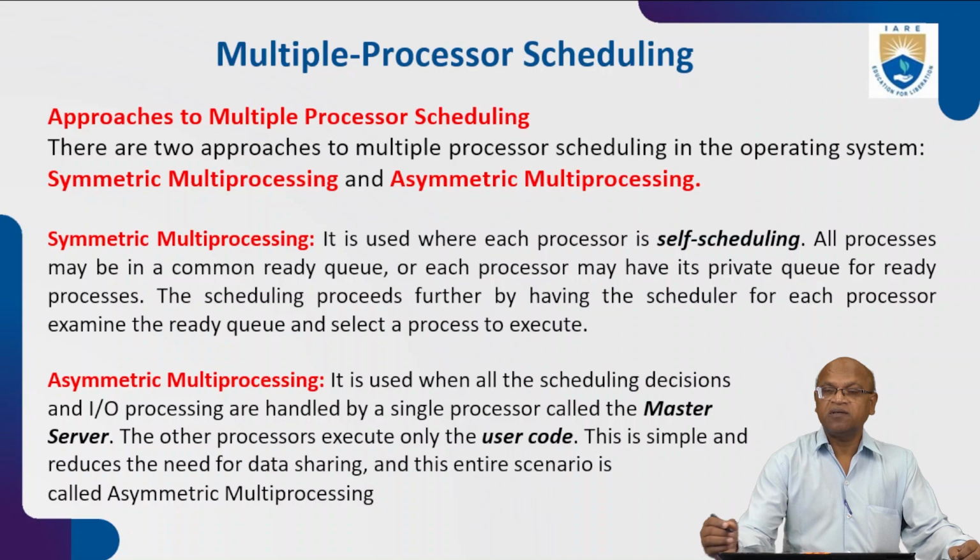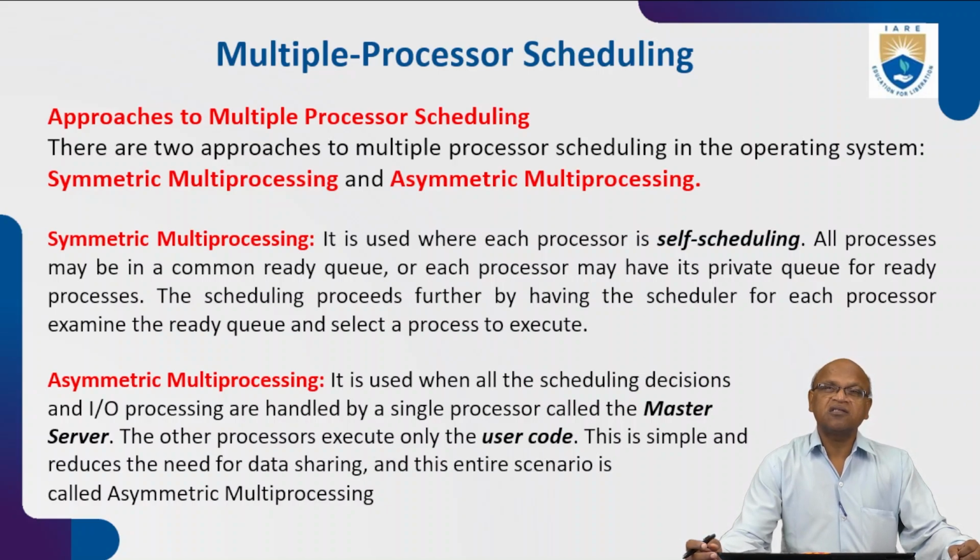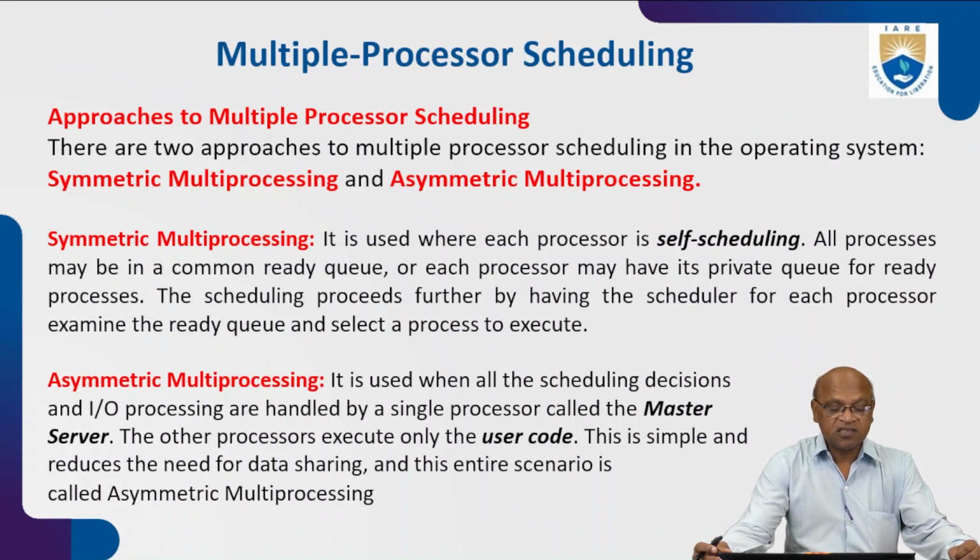Our data, the program, is on the hard disk. The work of the scheduler is bringing the programs we want to execute from the hard disk to the RAM. RAM is the ready queue. So there may be symmetric and asymmetric. In symmetric, independent schedulers will be there. In asymmetric, it is used when all the scheduling decisions and I/O processing are handled by a single processor called the master server.